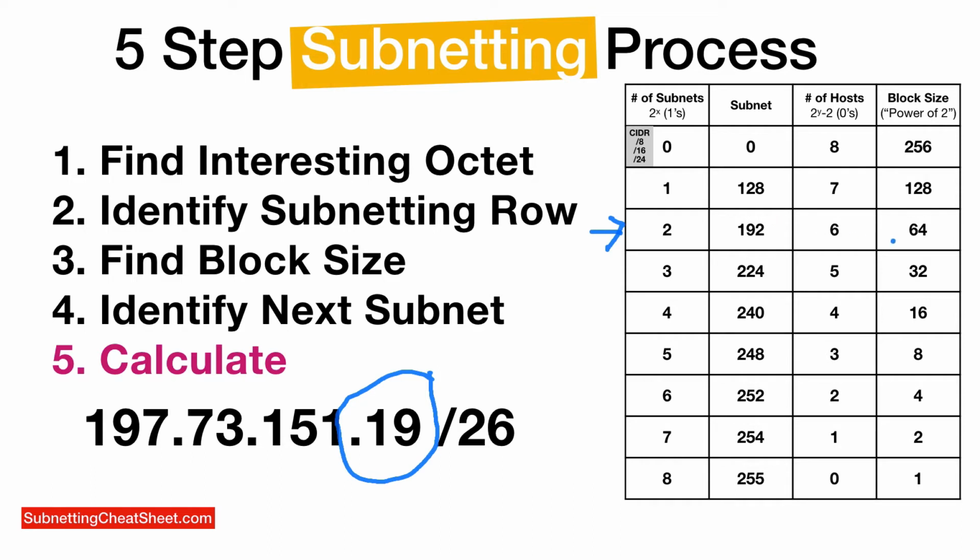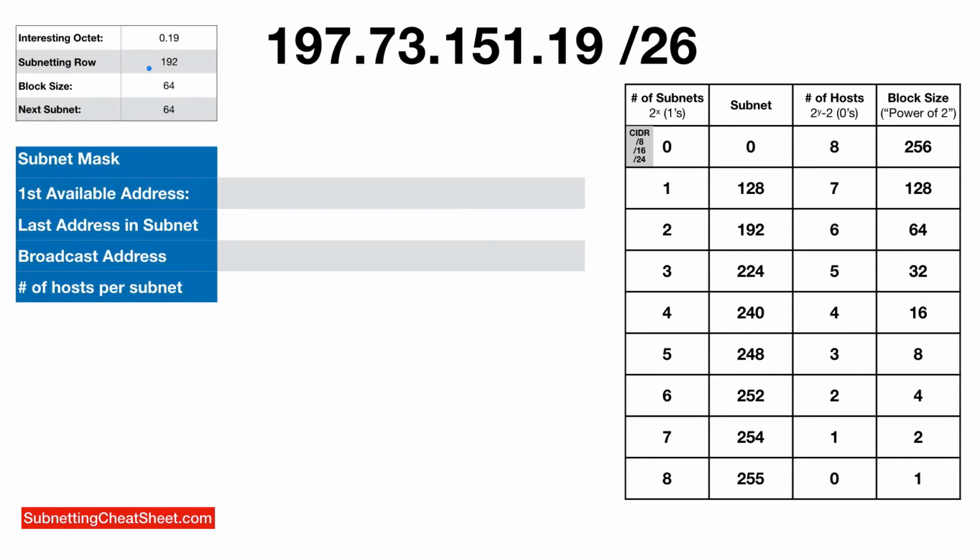The next step is to find the block size, which is this, 64, so that we can block out our IP address in the appropriate blocks. Next is identify the next subnet so that we can quickly identify the broadcast and the last IP address. And then the fifth step is to calculate. All right, so let's see what that looks like. This is just to quickly summarize what we've already gone through, and now we're going to calculate.